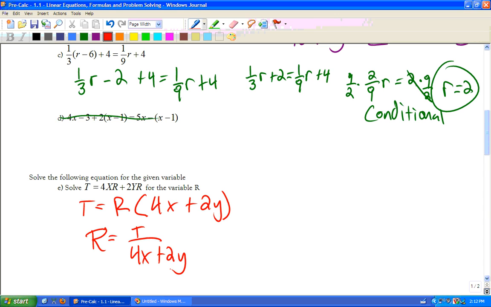We solve for the variable. Some teachers may want to have you say something like solve for x and y so your denominator is not equal to 0, but in this case we're just asking for the given variable and solving for r.